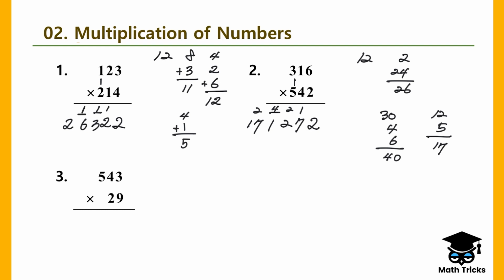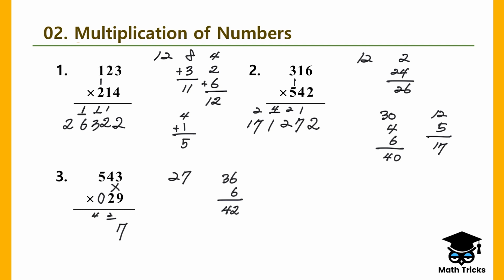Number 3, what if we have a 3 digit times 2 digit? Well, the 100th digit of 29 is 0, right? So write 0 here and multiply these two numbers. So first, 3 times 9, that's 27. So 27, 7 goes here, 2 goes up here. Next, 4 times 9, 36. 3 times 2, that's 6. So the sum of these two numbers, 42. 42 plus 2, that's 44.